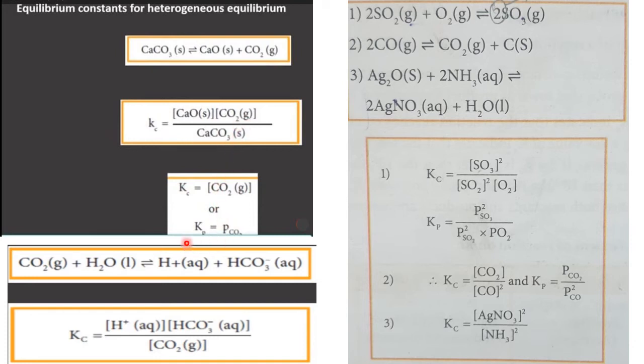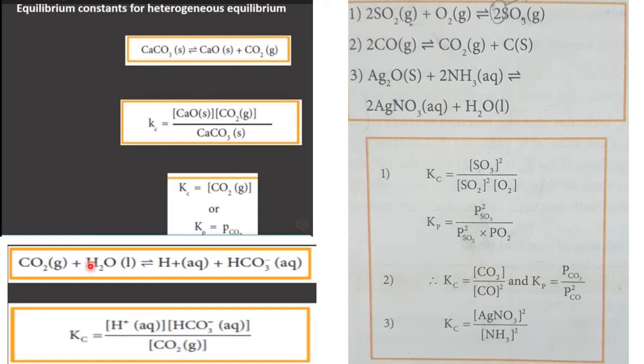The same way we can write it for Kp also. Kp is equal to the partial pressure of CO2. This is one of the important questions. They'll give one equation and ask you to write Kp and Kc. Just keep it in mind: for pure solid and for pure liquid also, the value is constant.